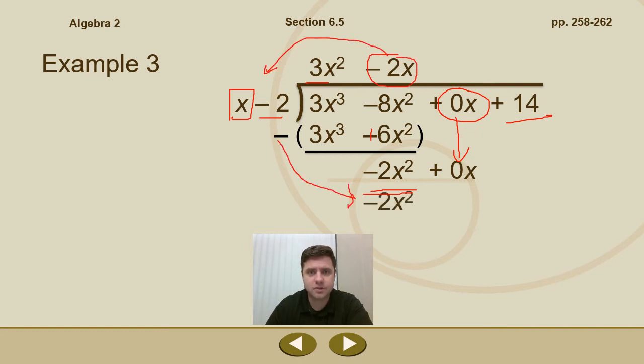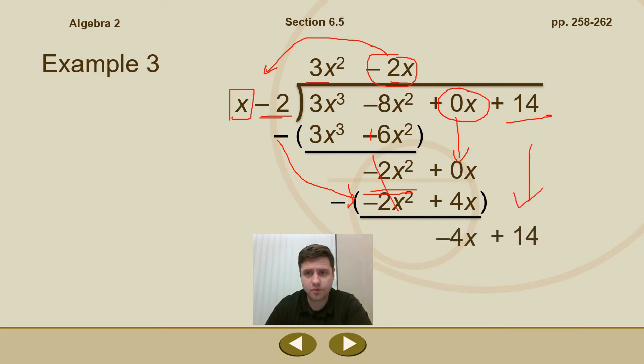So negative 2x times x is negative 2x squared. We multiply this negative 2x by the negative 2, and we get a positive 4x. We then subtract all of that, remember? So this will go away, and we're left with a negative 4x, and then again we bring down our plus 14. Now we ask, what do we need from this x to make it into a negative 4x?